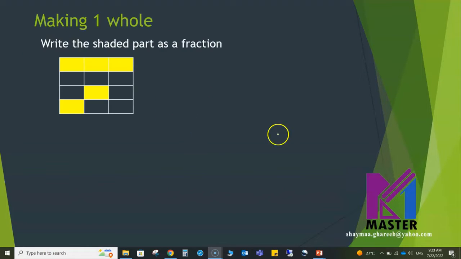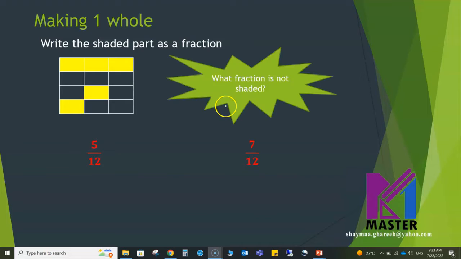Now, let's see. Write the shaded part as a fraction. Do you remember how we write the shaded part? Shaded parts over the total number of parts. The shaded parts are 5 and the total number of parts is 12. So the fraction here will be 5 over 12. Look at this question. What fraction is not shaded? Look at the parts that are not shaded. 1, 2, 3, 4, 5, 6, 7. So if I want to write the unshaded part as a fraction, it will be 7 over 12.